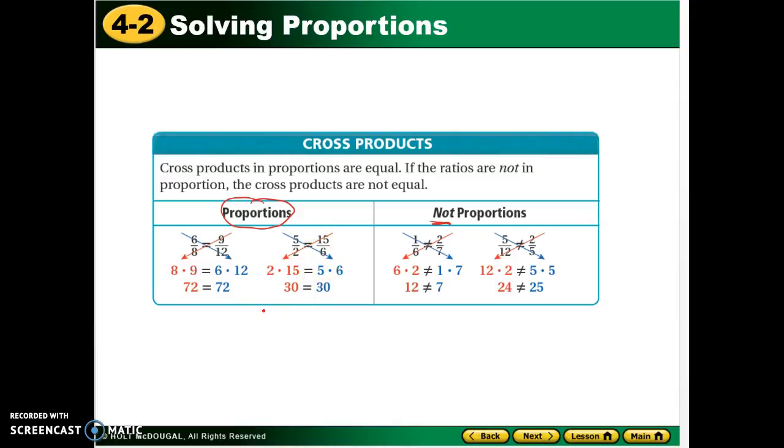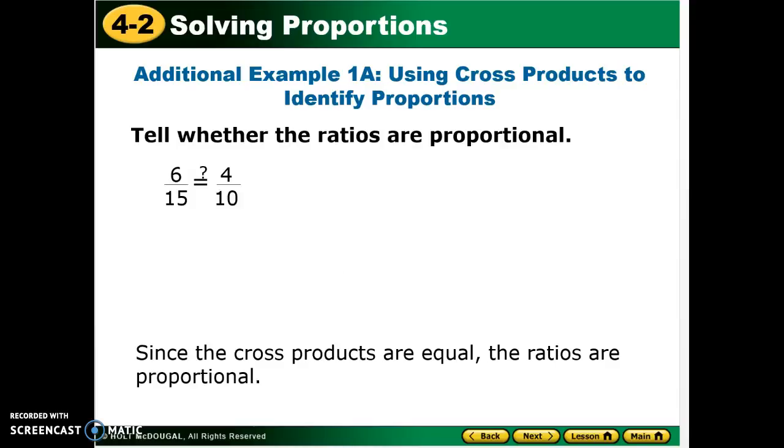And this is how we can solve proportions. Actually, we can use this same method. So here's an example of how we could use cross products. Tell whether the ratios are proportional. So I would use cross products, multiply 15 times 4. 15 times 4 equals 60. And then I would do the same thing here, 6 times 10. 6 times 10 also equals 60.